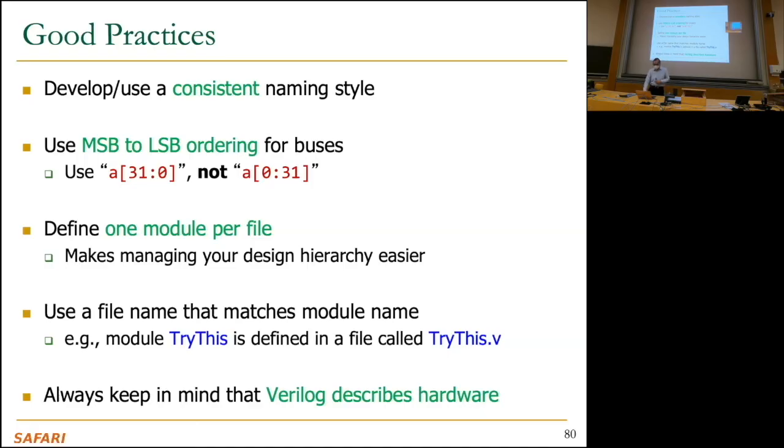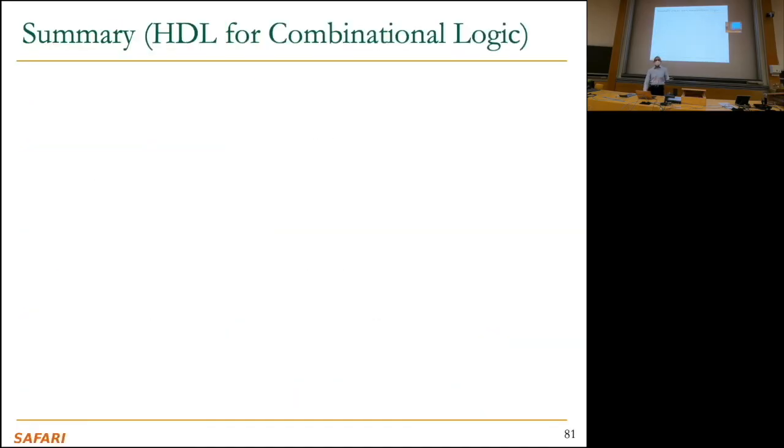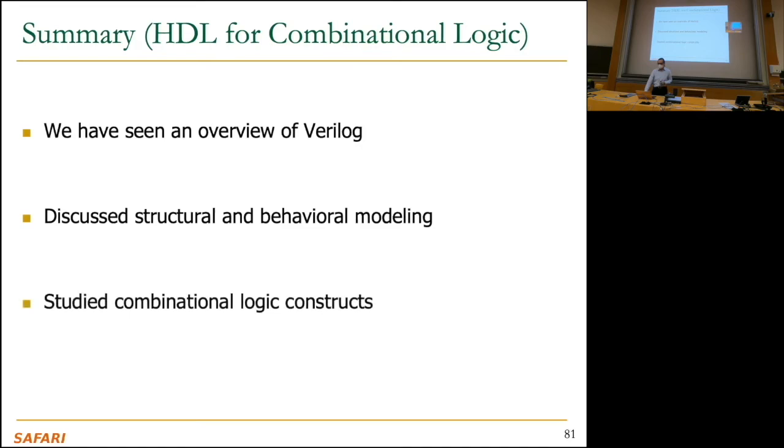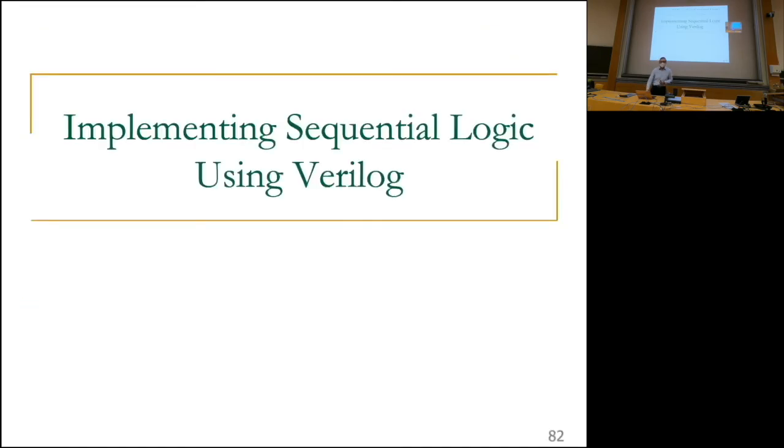Just to summarize, so far we've looked at combination logic actually. I've not explicitly said this, but now we're going to jump into sequential logic also. We've been looking at hardware description for combination logic, and we've seen an overview of Verilog and studied combinational constructs. Let's take a look at sequential logic. But before that, any questions so far? Is this all easy, obvious? Okay. Yes, please, one.